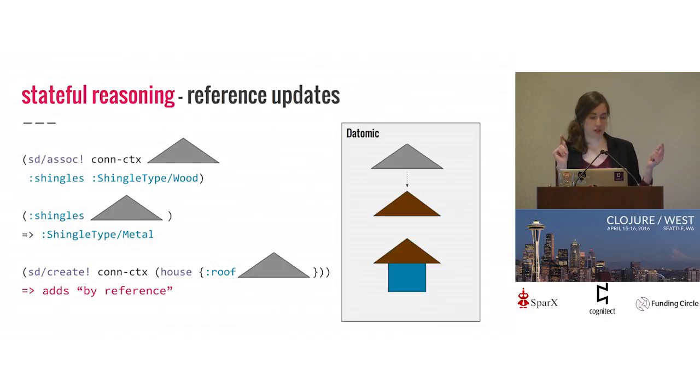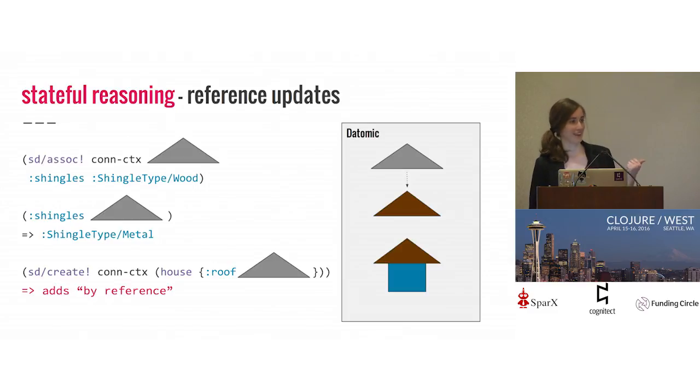So I SOAS a new shingle type onto my roof. You can see in Datomic that metal roof becomes a brown wood roof, right? But since these objects are immutable, back in Clojure land, if I try to get the shingle type of that metal roof, it's still metal, right? Okay, that's going to be metal forever, even if it's changed on the database.